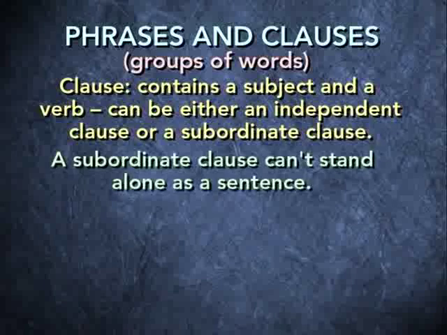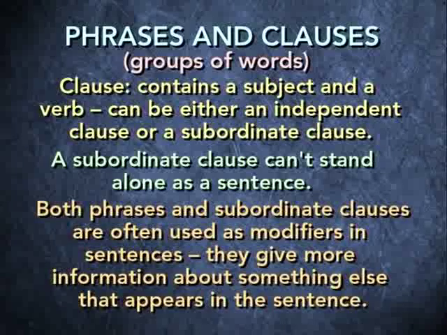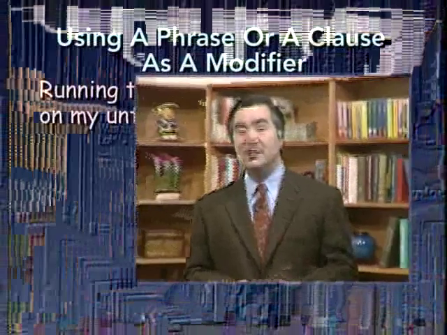A subordinate clause can't stand alone as a sentence. Now, as we'll see in a moment, both phrases and subordinate clauses are often used as modifiers in sentences. In other words, they give more information about something else that appears in the sentence. In that sense, these phrases and clauses are being used very much like adjectives and adverbs. And there are a couple of special problems that can sometimes arise when phrases and clauses are used as modifiers. First, let's look at a couple of examples of how a phrase and a clause can be used as a modifier. Take a look at this sentence.